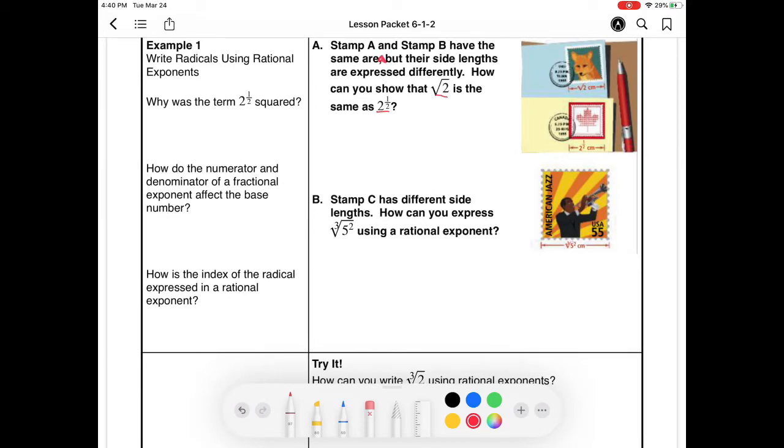So first thing we need to do is remember our area formula. So what is the area formula? Area equals the length times the width when we're dealing with squares and rectangles. What we know about squares is that the length and the width are the same. So for stamp A, to find the area, we're going to do the square root of 2 times the square root of 2, the length times the width.